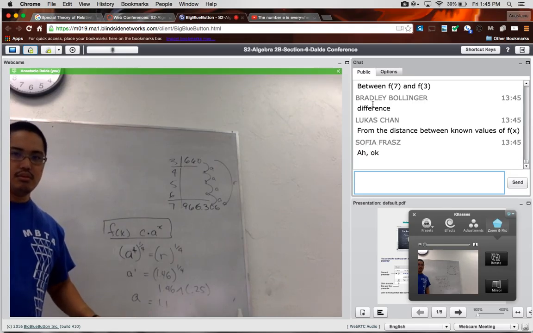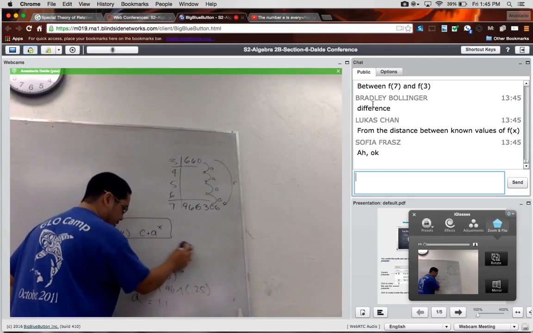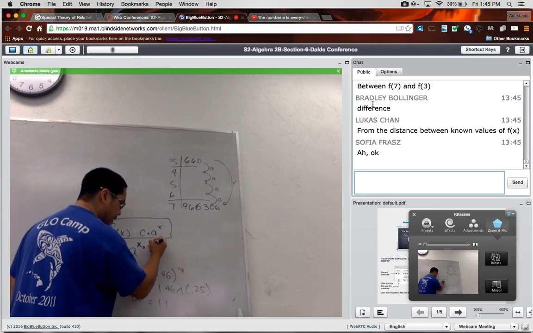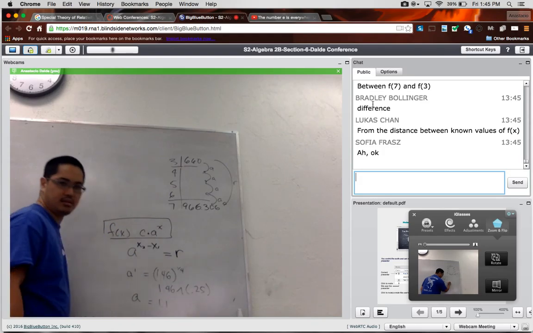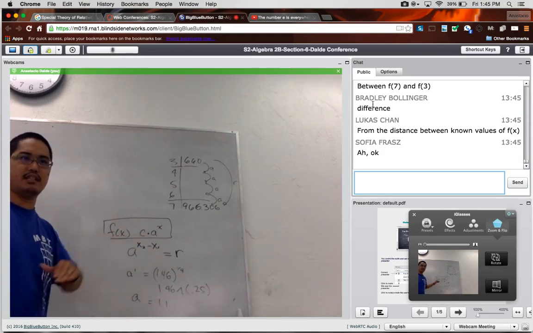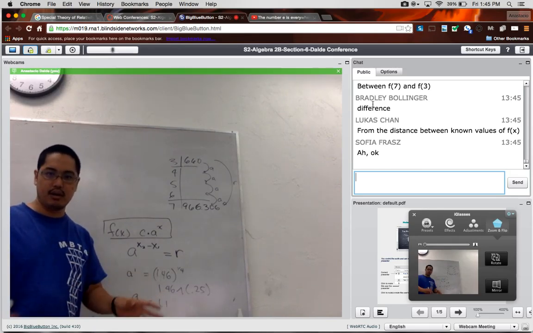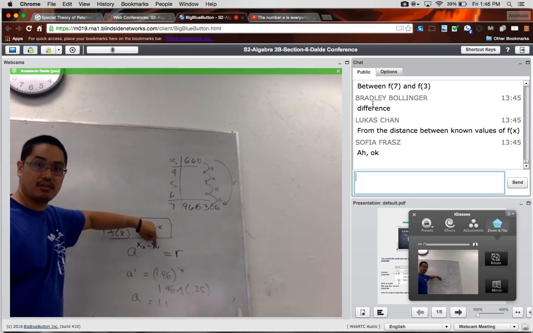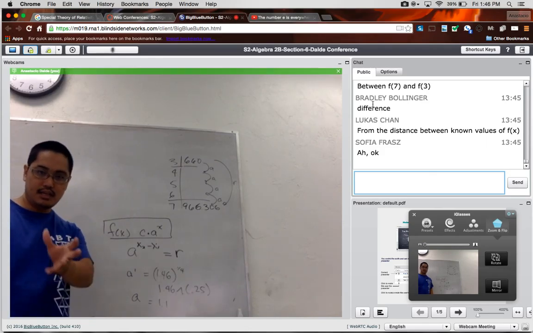So if I wanted to make it look more like a formula, I'll call it A to the power of X2 minus X1 equals R. This isn't a new formula. I don't want you memorizing this or anything. I'm just saying, for any problem, whatever the x value is in the second x value minus the first value, that's what you put in the exponent. You guys get it?